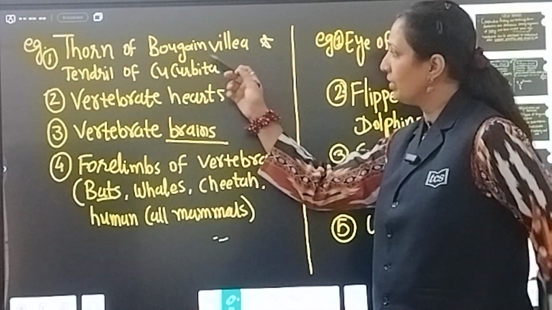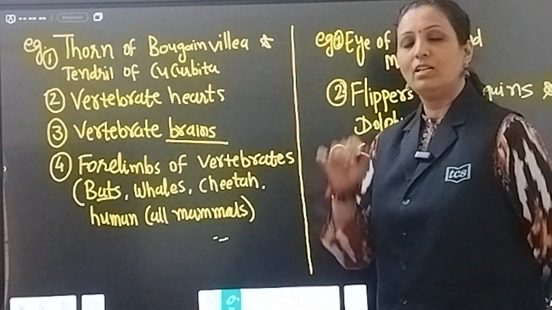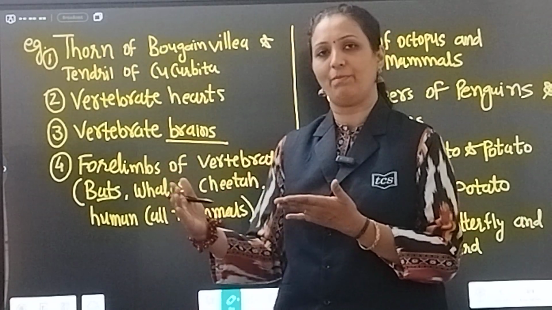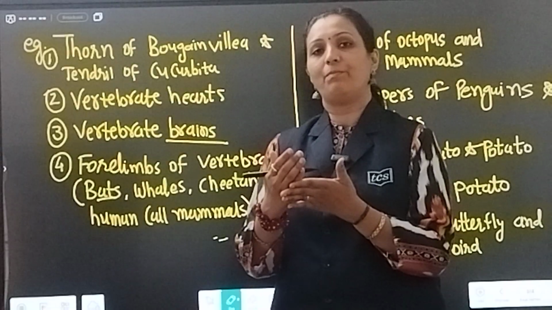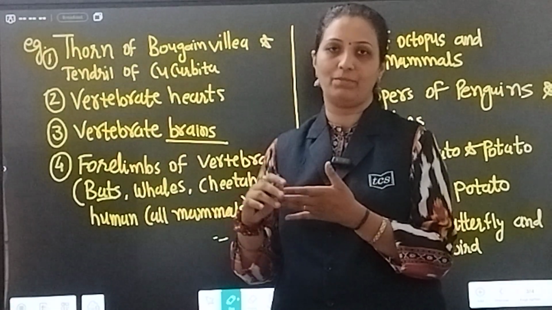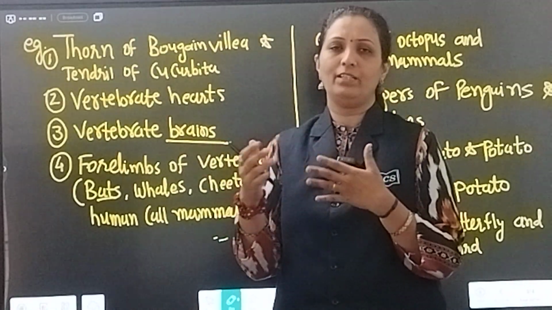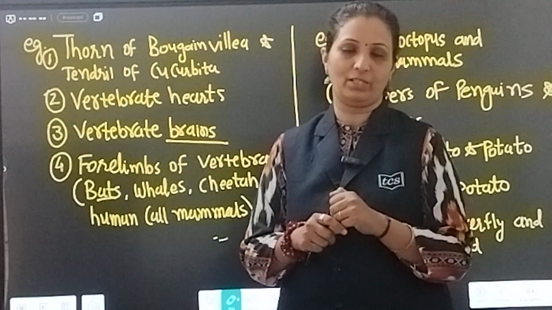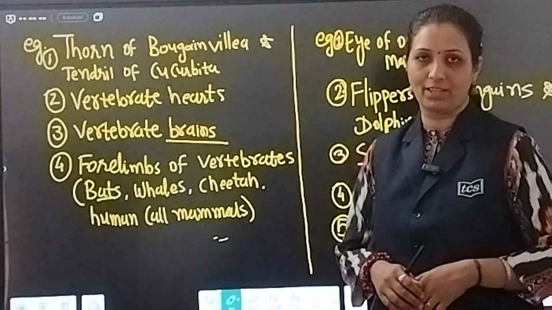One we have already seen: thorns of bougainvillea and tendrils of cucurbita. Second, vertebrate hearts. In vertebrates, fishes, amphibians, reptiles, aves and mammals all have a heart, but fishes have a two-chamber heart, amphibians and reptiles three chambers, except crocodile which has four chambers, and aves and mammals have four chambers. All have that kind of heart. Different chambers are there, and different efficiency of pumping blood is also there. So the basic structure, the origin point, is similar, but their functions vary.